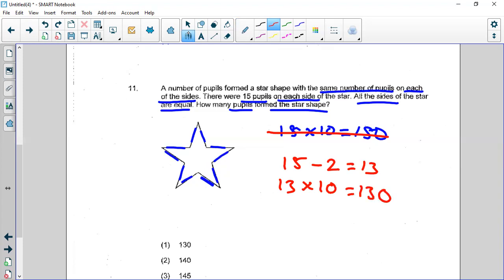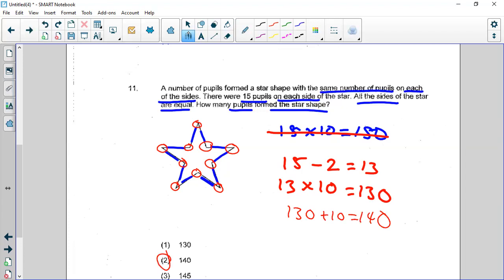Okay, there are 10 lines, and you have 130 students, but that's not all. So now what must you do? Now you put back the corner students. So how many corner students do you see? 1, 2, 3, 4, 5, 6, 7, 8, 9, 10. So now you put back the 10 corner students. So how many students are there altogether? 140. Answer number 2. Okay, understand?